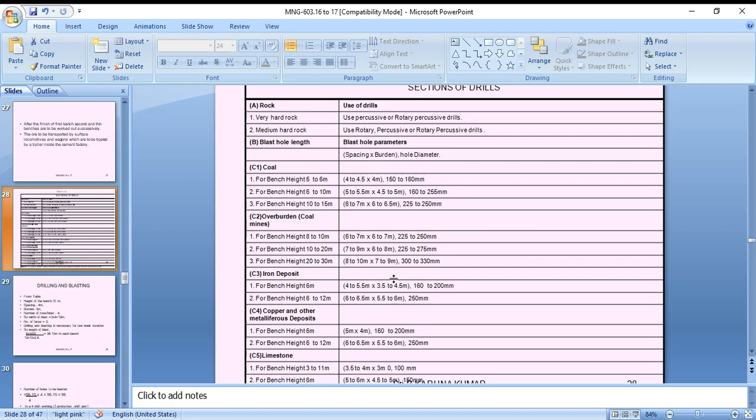The selection of the drills is also very important because of the hardness of the strata. For very hard rock, you go to rotary percussive drilling. For medium rock, you use rotary drilling. Hole length, spacing and burden you also have to maintain. For coal and for ore benches, different sizes of drills are chosen as per our requirement. So drilling the bench is a major activity.